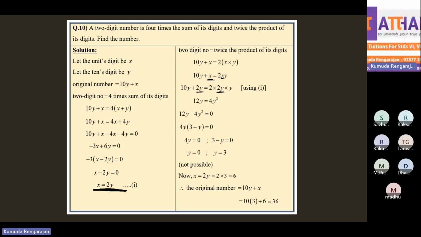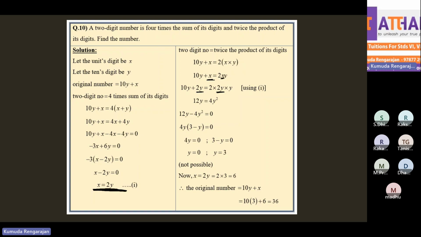Y into y minus 3 is equal to 0. So y is equal to 0, but y cannot be 0. Y is the tens digit. If the tens digit is 0, then it is not a two-digit number. The tens digit cannot be 0 for a two-digit number.